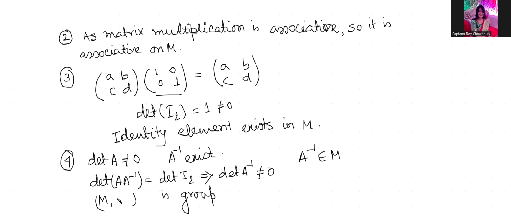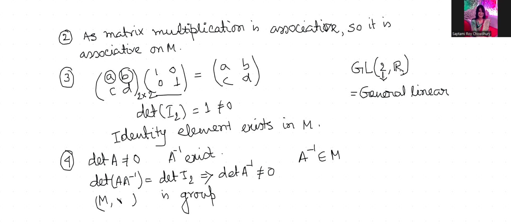This group has a specific name. This is called GL2R. Why is it 2R? Actually, this is a 2 cross 2 matrix. That's why it is 2. And its elements come from the set of real numbers. That's why it is called GL2R. Full form is general linear group of order 2 taken from the real numbers.